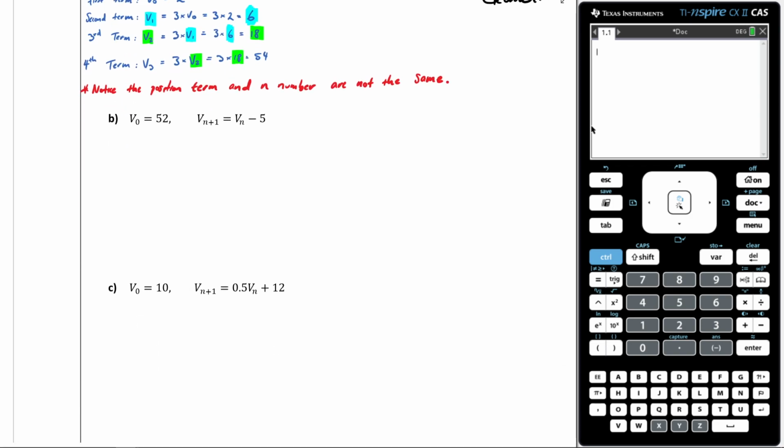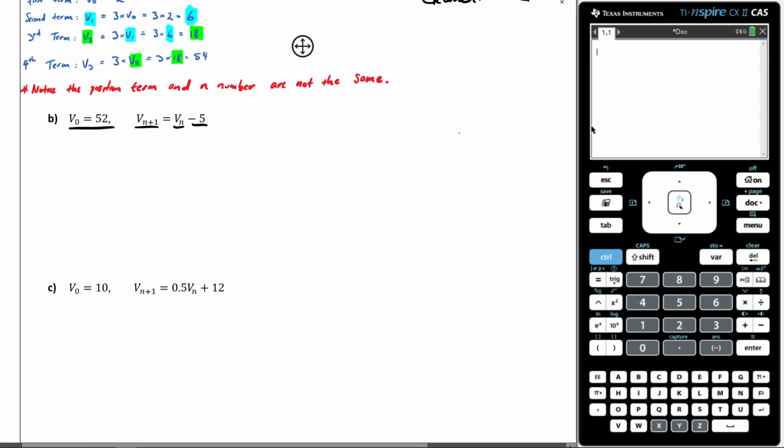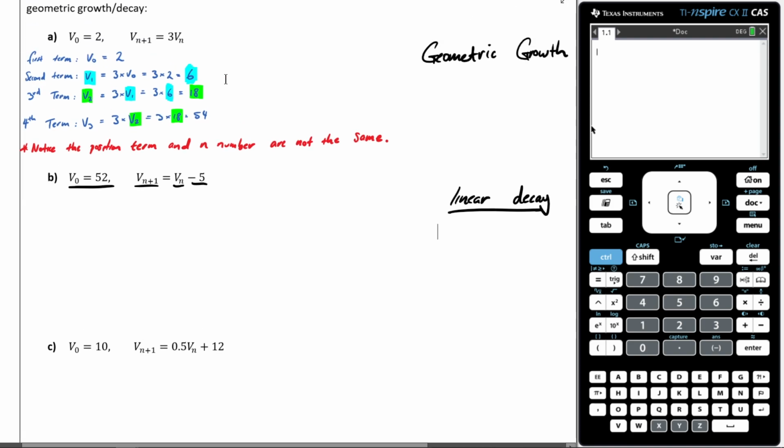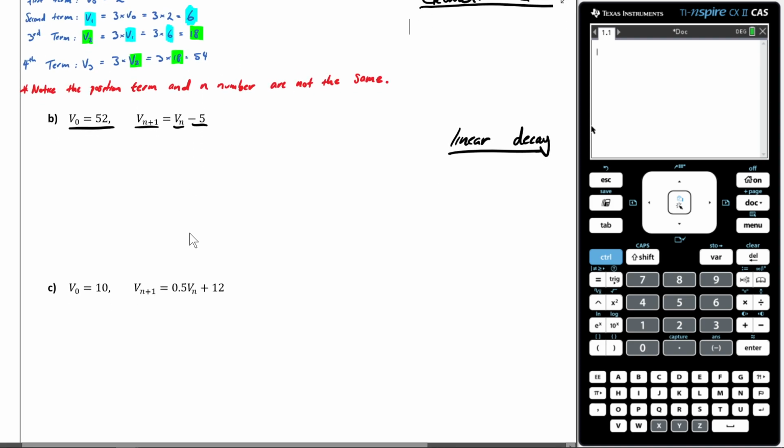Here we are. We're starting at 52. Our next term is going to be found by taking our current term and minusing it by 5. The fact that we're minusing a number here tells me that this is going to be linear. I'm not multiplying, I'm subtracting, therefore it is linear. I'm also subtracting, which means it's going down. It's going to be linear decay. My first one was geometric growth. This one is linear decay.